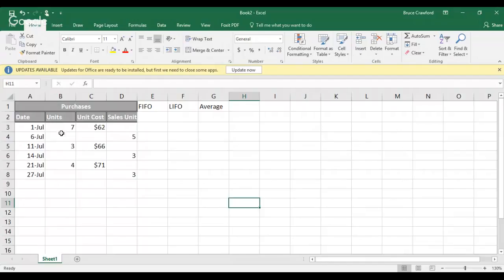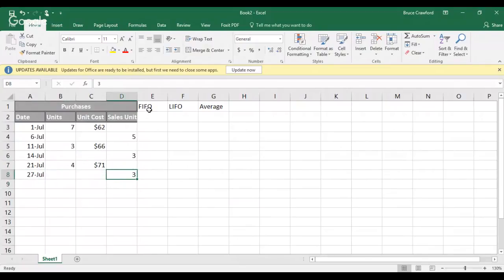Here's kind of how this chart breaks. First, this company, what's the name of the company? Lion Center bought, I'm not sure what they sell, purchased 7 units, $62 each, and then on the 6th they sold 5 units. It doesn't say of which. And then on the 11th of July they bought 3 at 66. On the 14th they sold 3. Then they bought 4 at 71. On the 27th they sold 3.